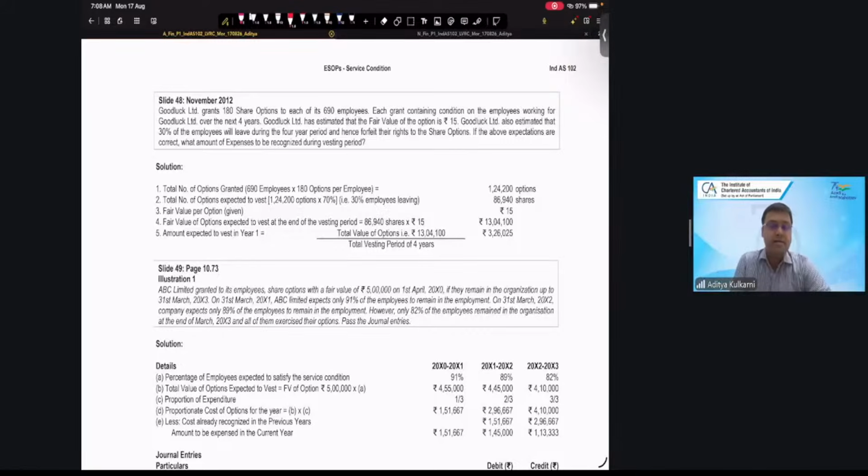Intrinsic value is the current value, which is basically current market price minus exercise price. You used to do the accounting as per intrinsic value under the guidance note. But the problem with intrinsic value is that it is based on current market price. If the shares vest immediately, then you recognize the expense also immediately. It is like a compensation that you are giving for the past service that he or she has provided.